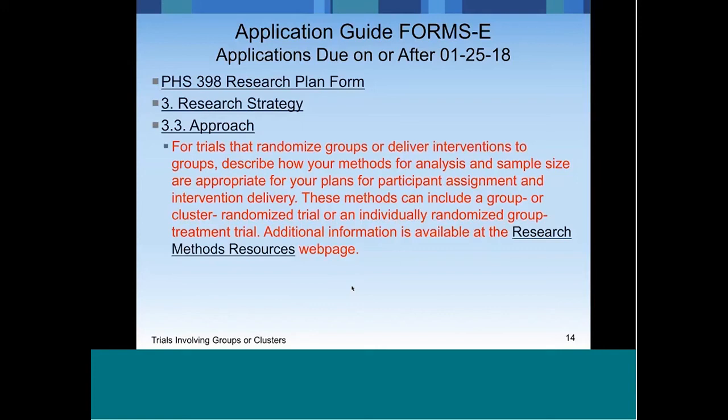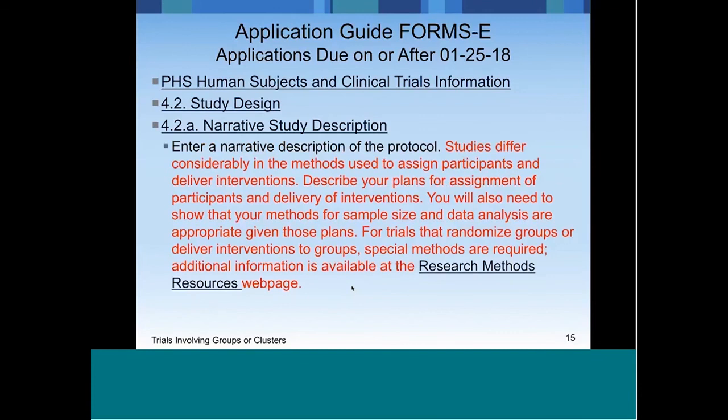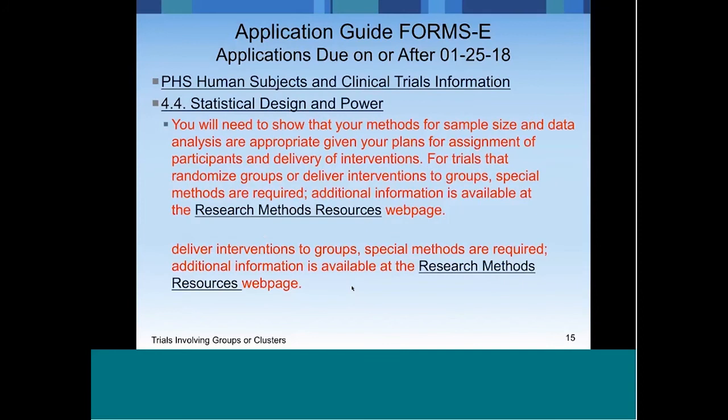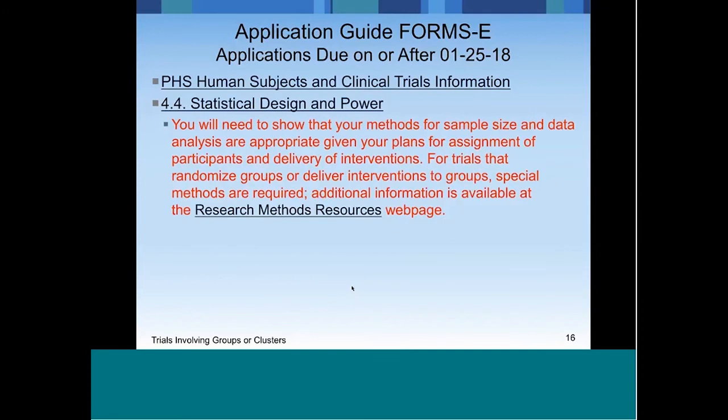And if you're looking at this material online in the application guide on the NIH website, Research Methods Resources is a hyperlink, and it will take you to that website, and you'll get to explore the resources that are available there. In addition to this alert under approach, we have a similar alert under narrative study description. I won't read this one to you. You can read it on your own. We also have an alert under statistical design and power, again, very similar, alerting investigators that special methods are required if they're considering group randomization or delivery of interventions to groups.